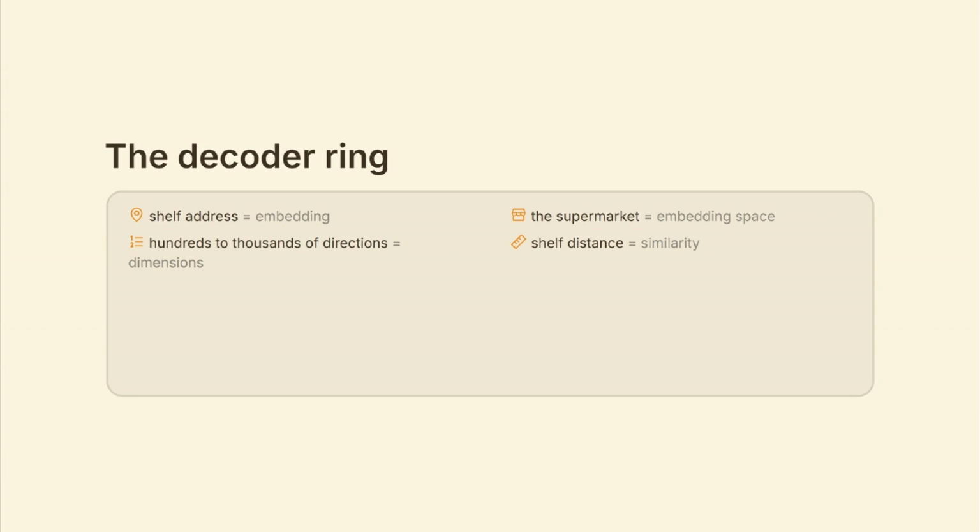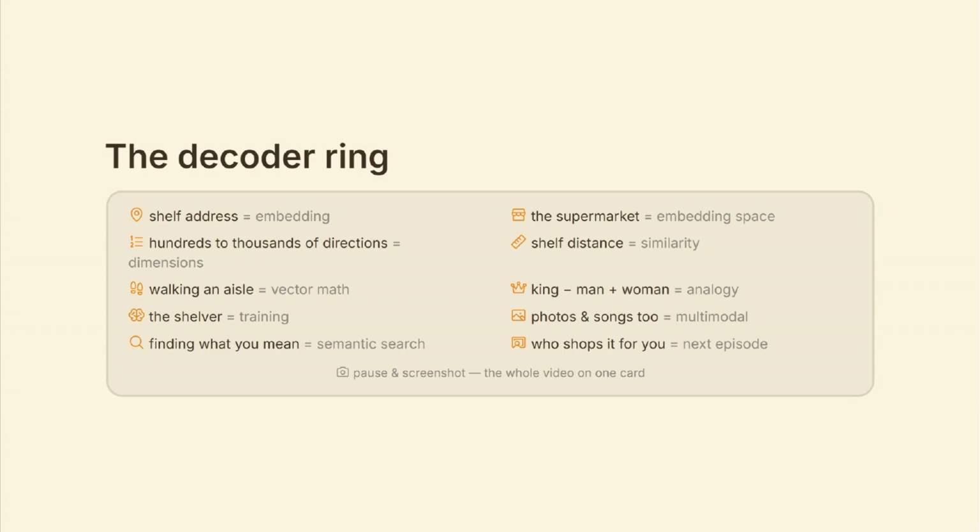Decoder ring. Screenshot as it fills in. The shelf address is the embedding. The supermarket is embedding space. Its hundreds to thousands of directions are the dimensions, and shelf distance is similarity. Walking an aisle is vector math. King minus man plus woman is an analogy. The shelver is training, and photos and songs too is multimodal. Finding what you mean, that's semantic search, and the one who shops the store for you, that's the next episode. Stay for the bonus first.